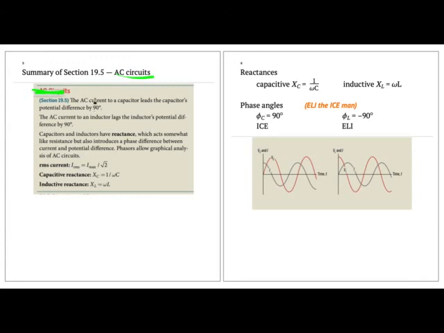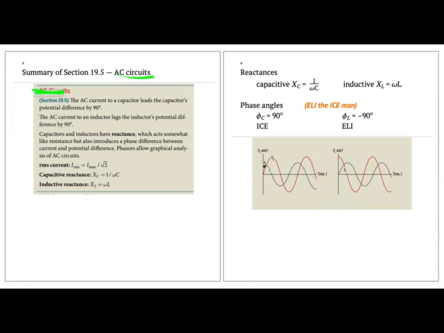The AC current to a capacitor leads the capacitor's voltage difference by 90 degrees. So here's a graph of the voltage across a capacitor and the current going into the capacitor. Of course, a current doesn't go through a capacitor because there's an insulating layer, but a current comes into one plate and goes out of the other plate. So this is the current coming into the capacitor.